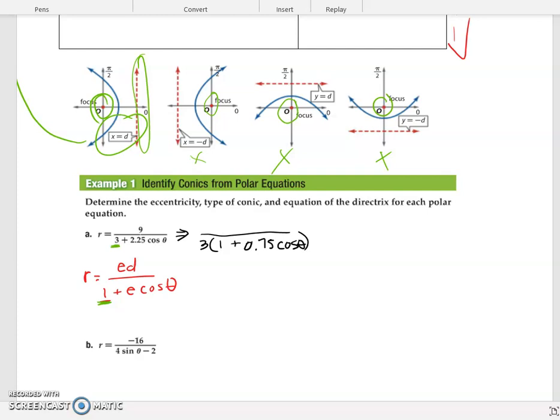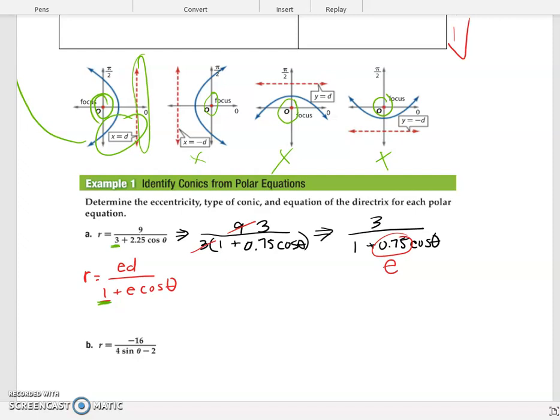So you can see that now the denominator is starting to look like that 1 plus e cosine theta. And then my numerator is still 9. Well, this is just basic algebra now. I should be able to reduce the 3 and the 9, which gives me 3. So now I have 3 over 1 plus 0.75 cosine theta. So that e is 0.75. That's my e.